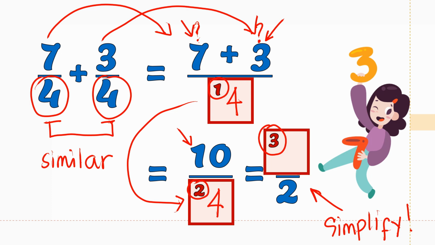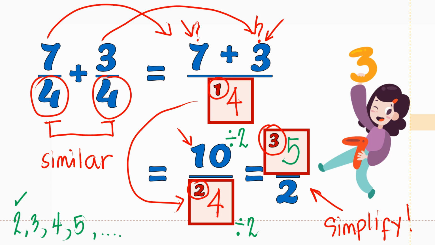Think of a number na pwede natin ma-divide kay 10 at saka kay 4. Yun lang gagawin ninyo. So, when you think of a number, it may be 2, it may be 3, it may be 4, it may be 5, so on and so forth. Okay? So, 10, 4, even numbers, pwede siya sa 2. So, pwede tayo makapag-divide by 2. 10 divided by 2 is equal to 5, and 4 divided by 2 is equal to 2. Okay? So, therefore, your final answer will be 5 out of 2.